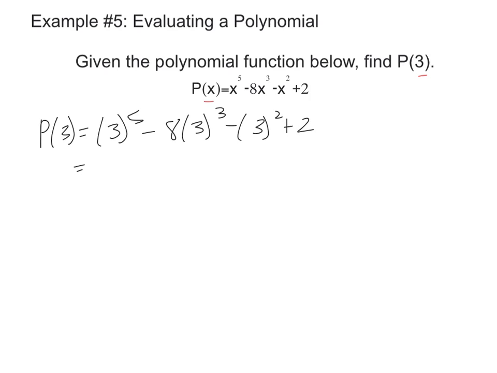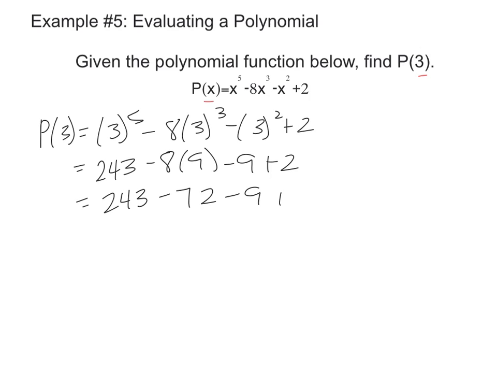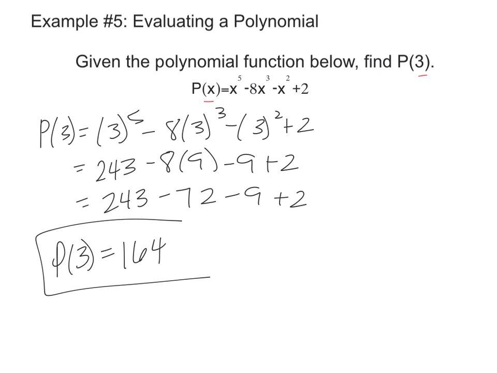3 to the 5th is going to give us 243 minus 8 times 9 minus 9 plus 2. If I keep going, that's going to be 243 minus 72 minus 9 plus 2. And so if I add all that together, P of 3 will equal 164. We are done. Very simple, very straightforward. We can figure that out. All right, let's do the next one just like it.